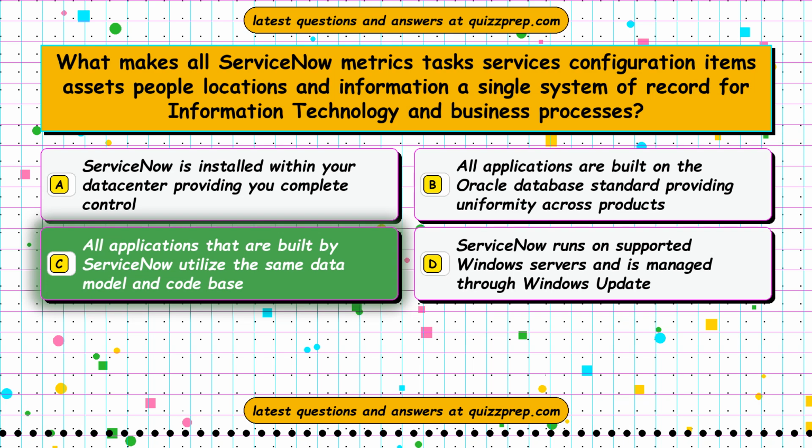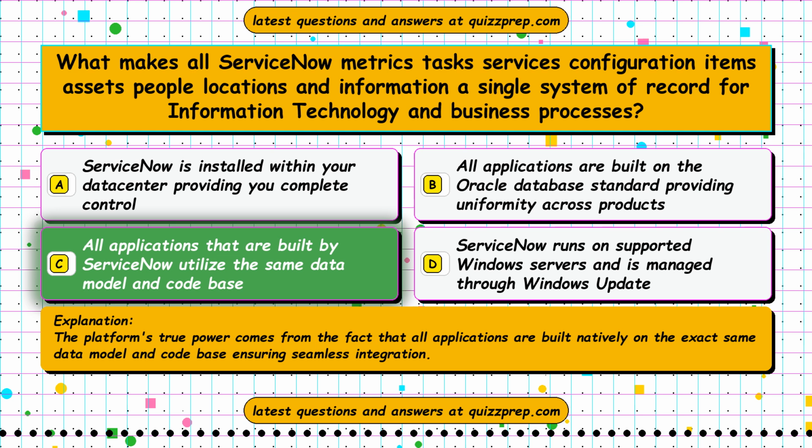The correct answer is option C. All applications that are built by ServiceNow utilize the same data model and code base. The platform's true power comes from the fact that all applications are built natively on the exact same data model and code base, ensuring seamless integration.